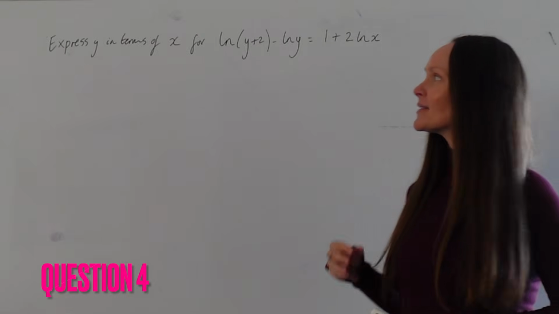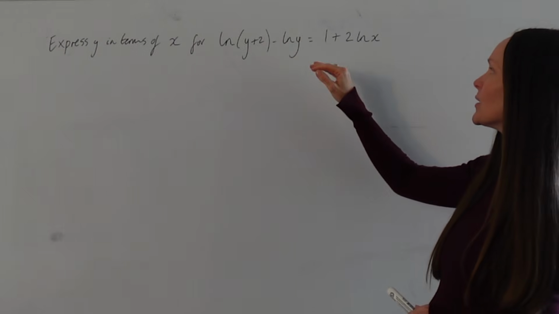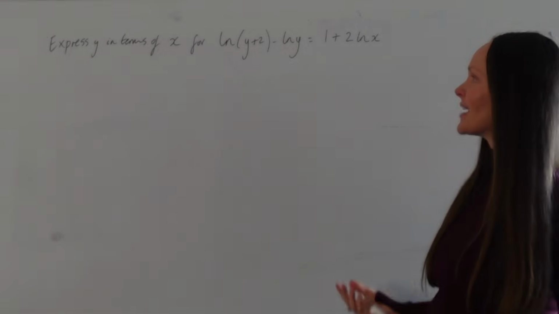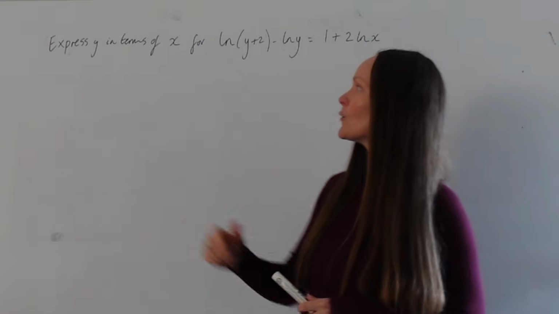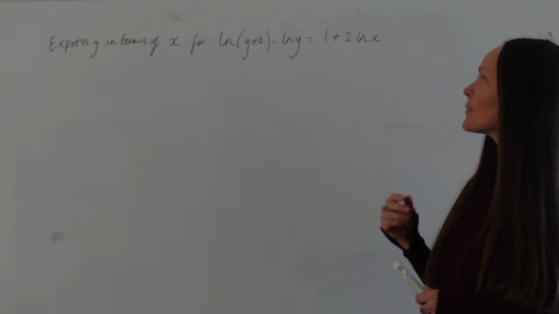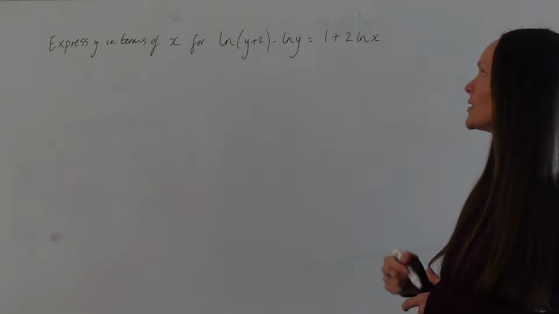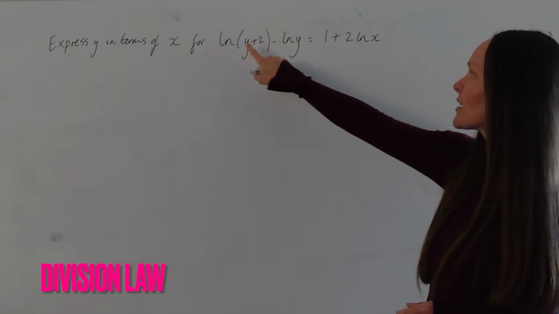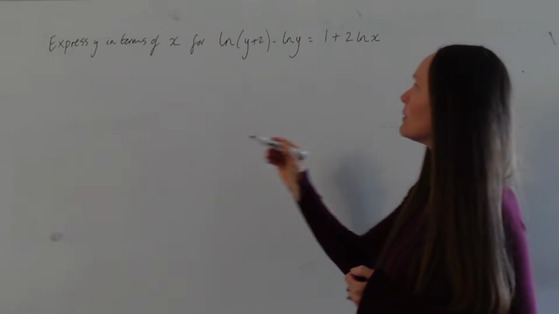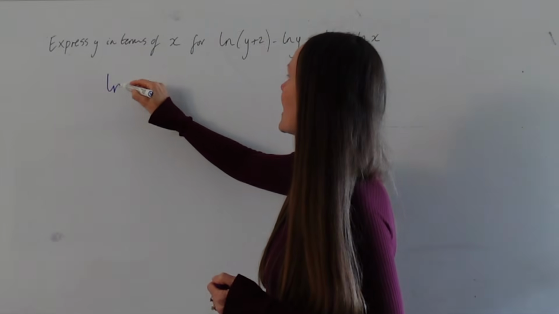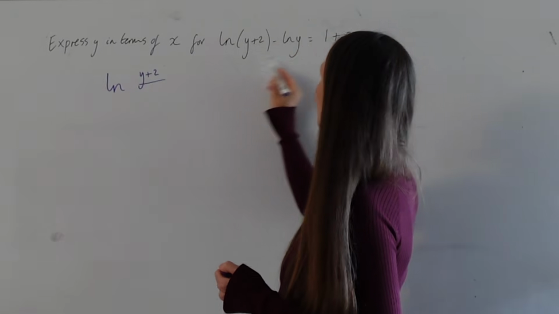In this question, we have to express y in terms of x for ln of y plus 2 minus ln y equals 1 plus 2 ln x. So all this means is we have to make y the subject of this equation, okay? So I'm going to rewrite the left-hand side of this equation as a singular log using the division law. I'm subtracting the natural logarithm, so I can use the division law here, okay? So if I rewrite the left-hand side, it becomes ln of y plus 2 all divided by y.